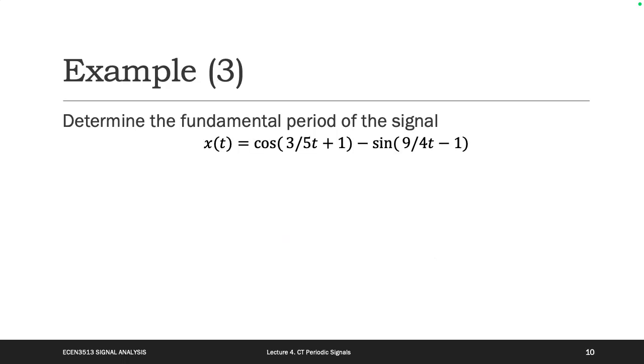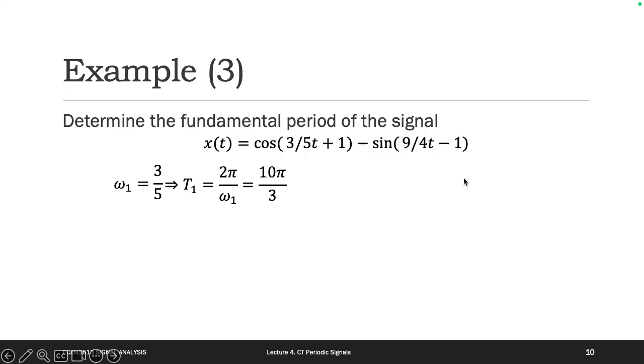How about this one? Let's talk about the first part. What is omega 1? It is 3 over 5, am I right? So what is T1? T1 is 2 pi over omega 1, am I right? So then we can get this one. That makes sense to you?